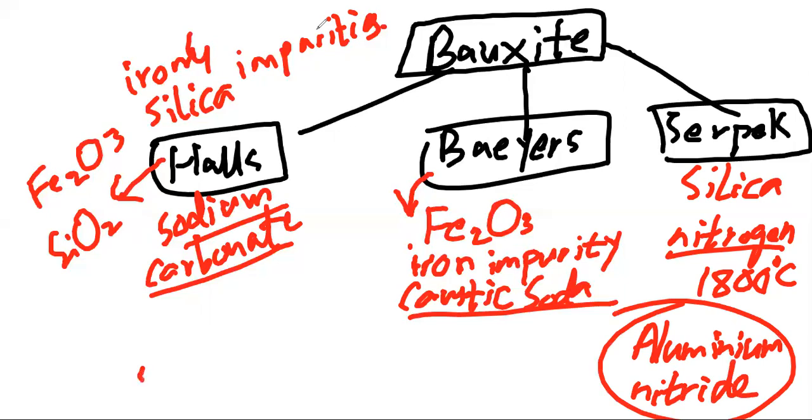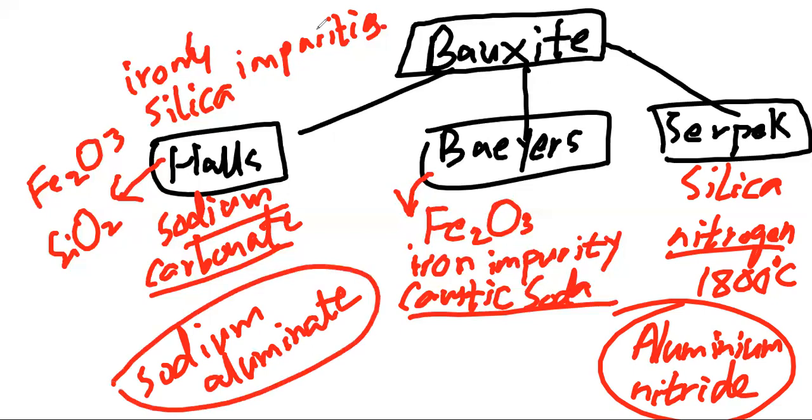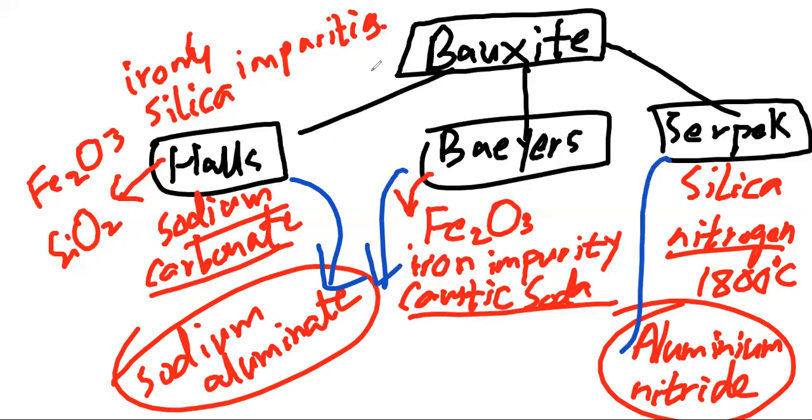And in both of these, Hall's and Bayer's methods, sodium aluminate is formed. By all these three methods, the last product which we want for the electrolysis, sodium aluminate, is obtained from the ore of bauxite. The next step is that you have done purification and you have got the alumina. This is called alumina.